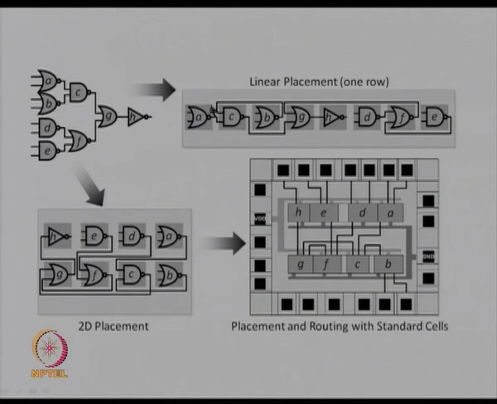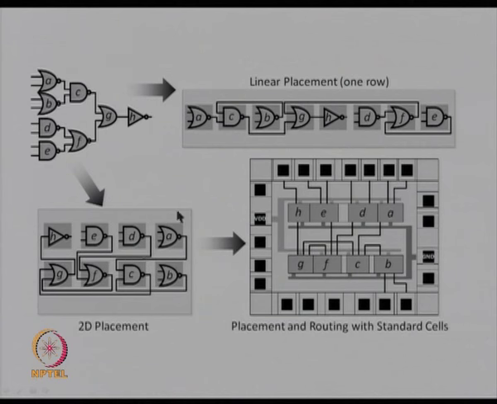Linear placement is essentially deciding on a linear, sequential ordering of these cells. Depending on the order in which we lay out these cells, the total length or the maximum length of any wire would be optimized, and that would give rise to different degrees of timing performance.